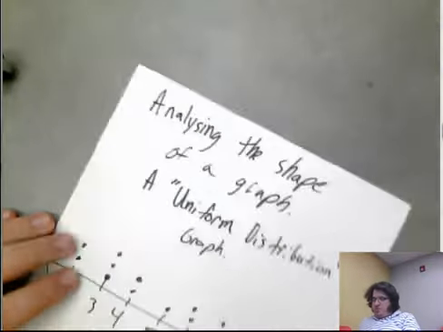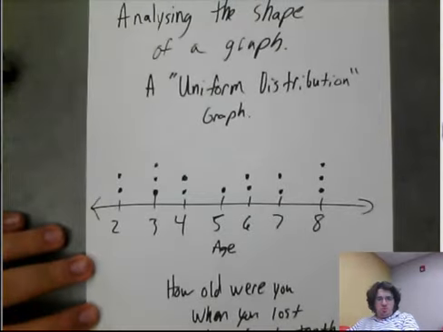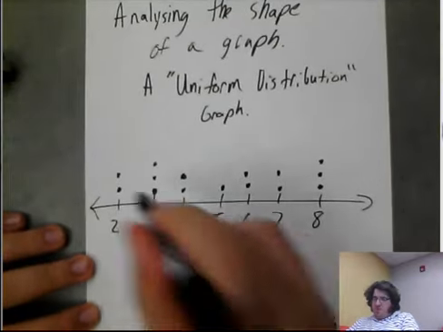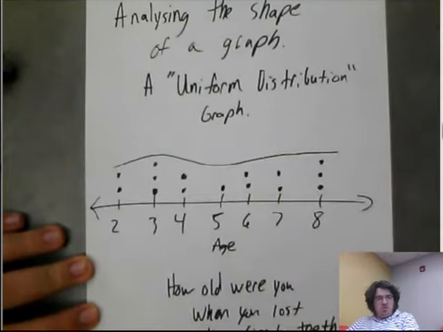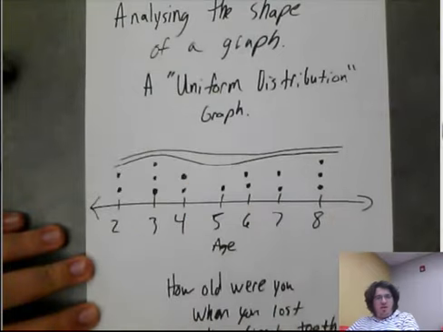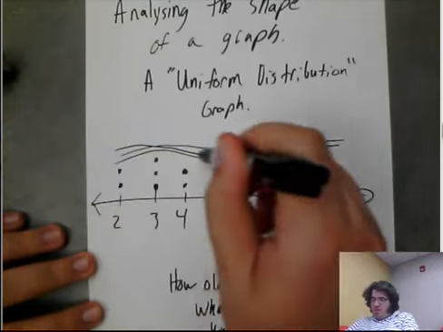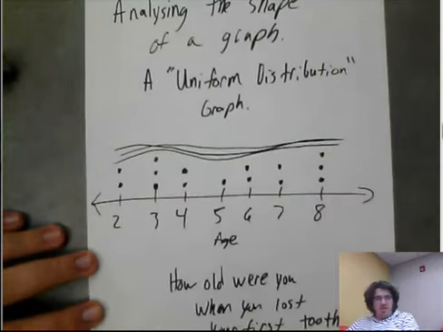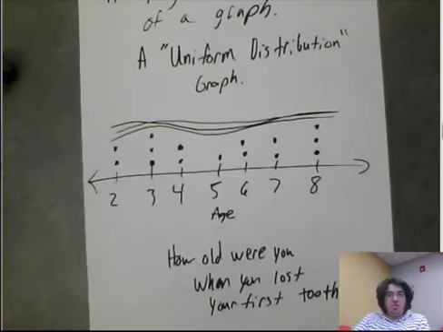And the last one we're going to go through is uniform distribution graphs. That basically says it's kind of flat. It doesn't change a whole lot throughout all of our data. It's going to come up and down a little bit, but basically it's pretty uniform. Everything's the same throughout.